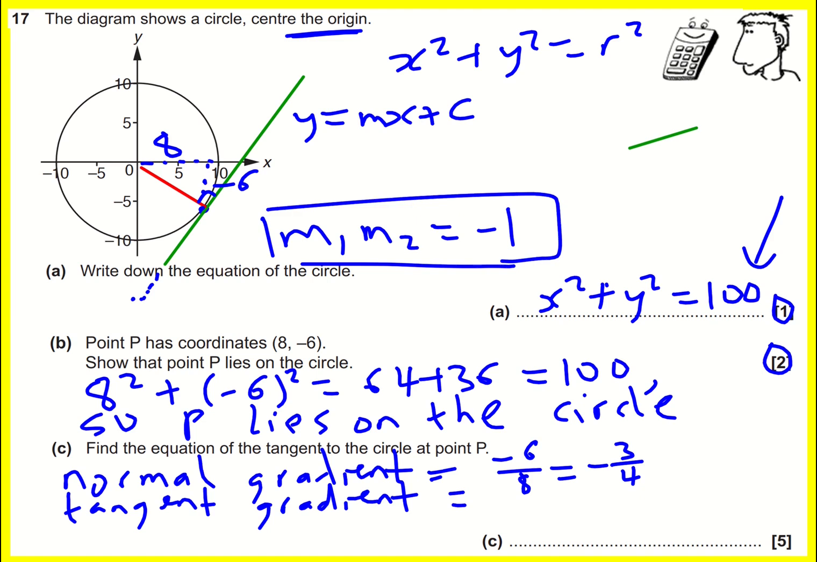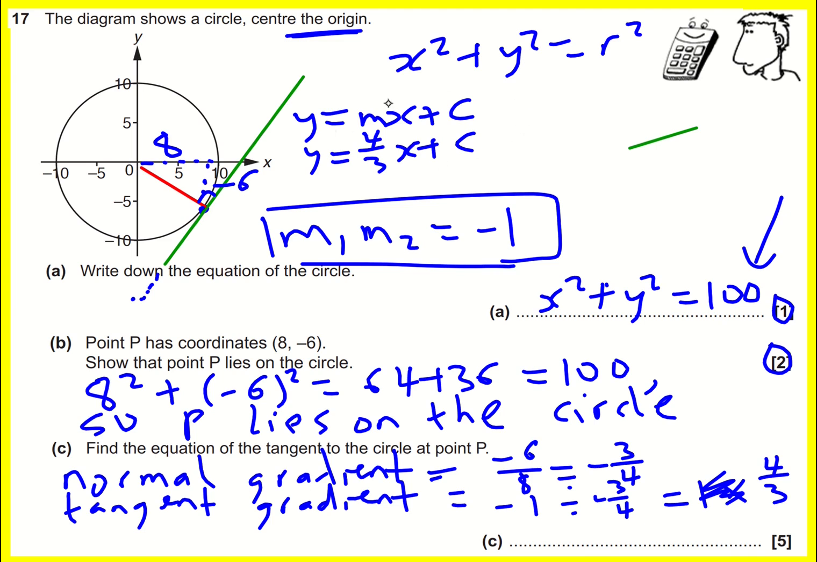What that means is to get the gradient, if you have one of the gradients, is you can just do minus 1 divided by the gradient that you have. So it's going to be minus 1 divided by minus 3 over 4. Well, first of all, the negatives cancel, and secondly, I can keep, change, flip, so it'd be 1 times 4 over 3, and we're going to get 4 over 3 as our tangent gradient. We're nearly there now because I've got that y is equal to 4 over 3 x plus c. I've worked out the gradient.